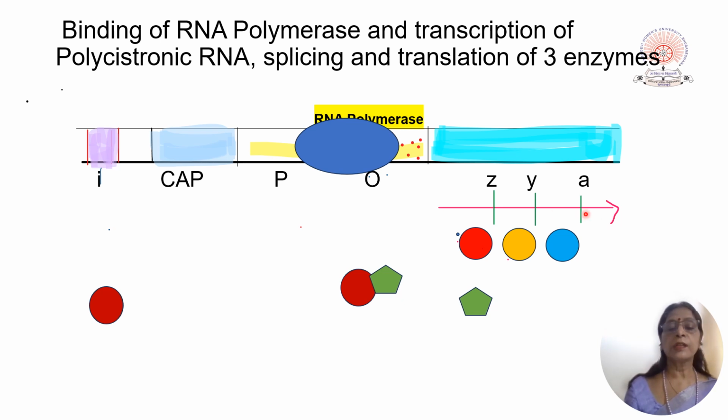The polycistronic mRNA undergoes splicing to produce 3 fragments. Each fragment gives rise to one polypeptide after translation. So Z gives rise to beta-galactosidase, the enzyme that breaks down lactose to glucose and galactose. Y gene codes for the protein galactoside permease that permits lactose into the E. coli cell, and transacetylase is also produced.